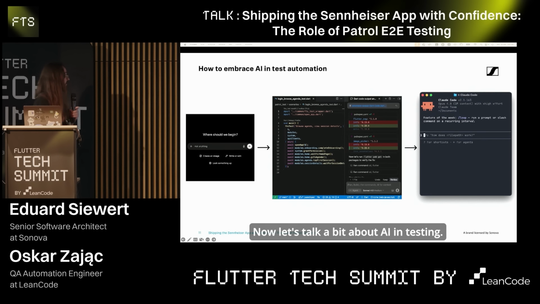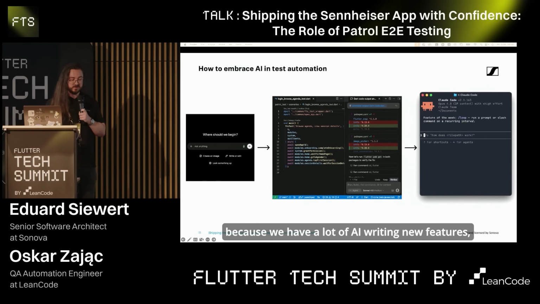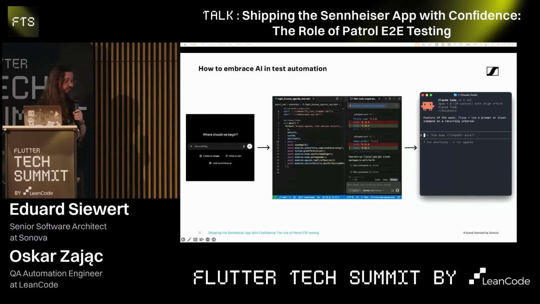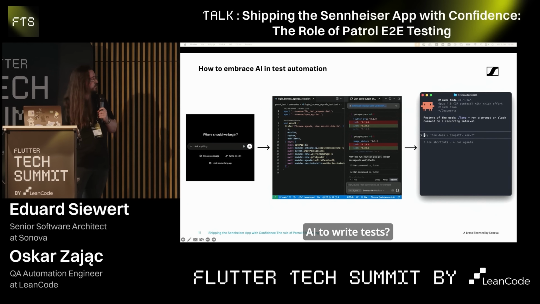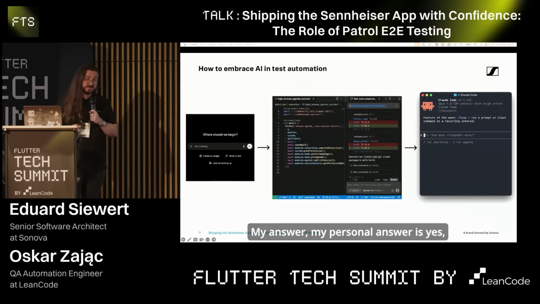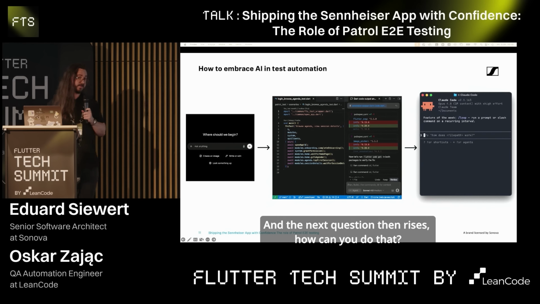Now let's talk a bit about AI in testing. Testing nowadays is even more important because we have a lot of AI writing new features, AI helping you ship everything faster. So the new question arises, is it okay to use AI to write tests which will be testing features written by AI? My personal answer is yes, but only if you pay a lot of attention to the quality of your code. And the next question then arises, how can you do that?